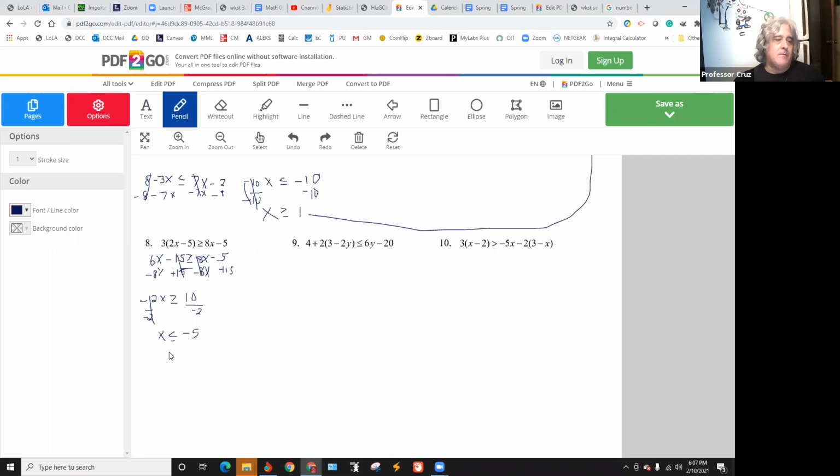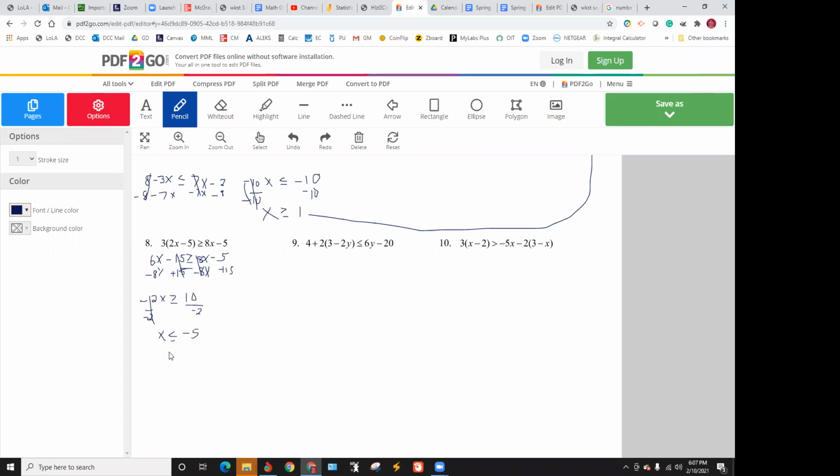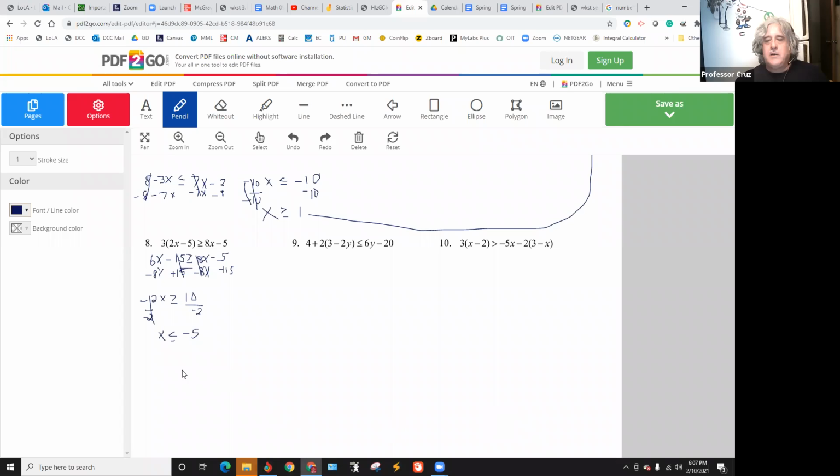Is that right? Yeah, that's what I got. Yes. Okay. Yeah, I got it too. X is less than or equal to negative 5. So again, in the interval notation, the arrow is going in the negative direction. So that's negative infinity, and then it's coming up to and including negative 5. So we use the bracket.